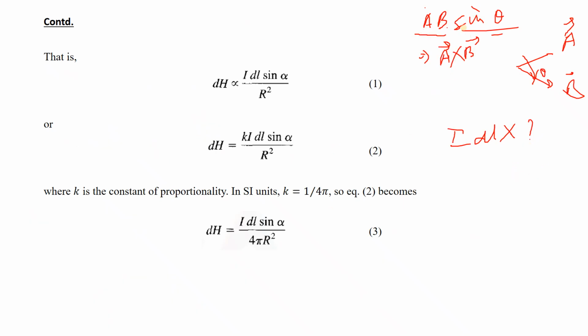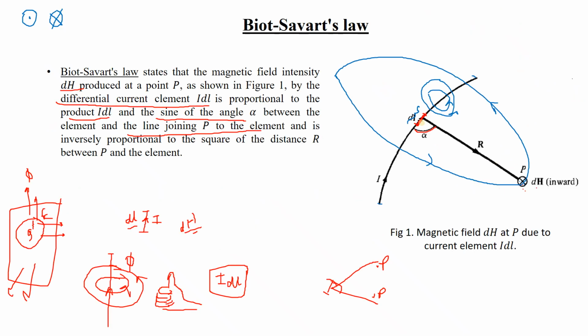So in this case, AB sine theta, we know two vectors A and B are there, but over here we have IDL sine alpha. IDL is a vector, alpha is the angle. What about the other vector? That means there is a unit vector. If you write IDL, and most importantly, the one with which it is making the angle is with respect to the distance. This distance, the length from IDL to point P, is r. So we know distance is a vector, r is a vector.